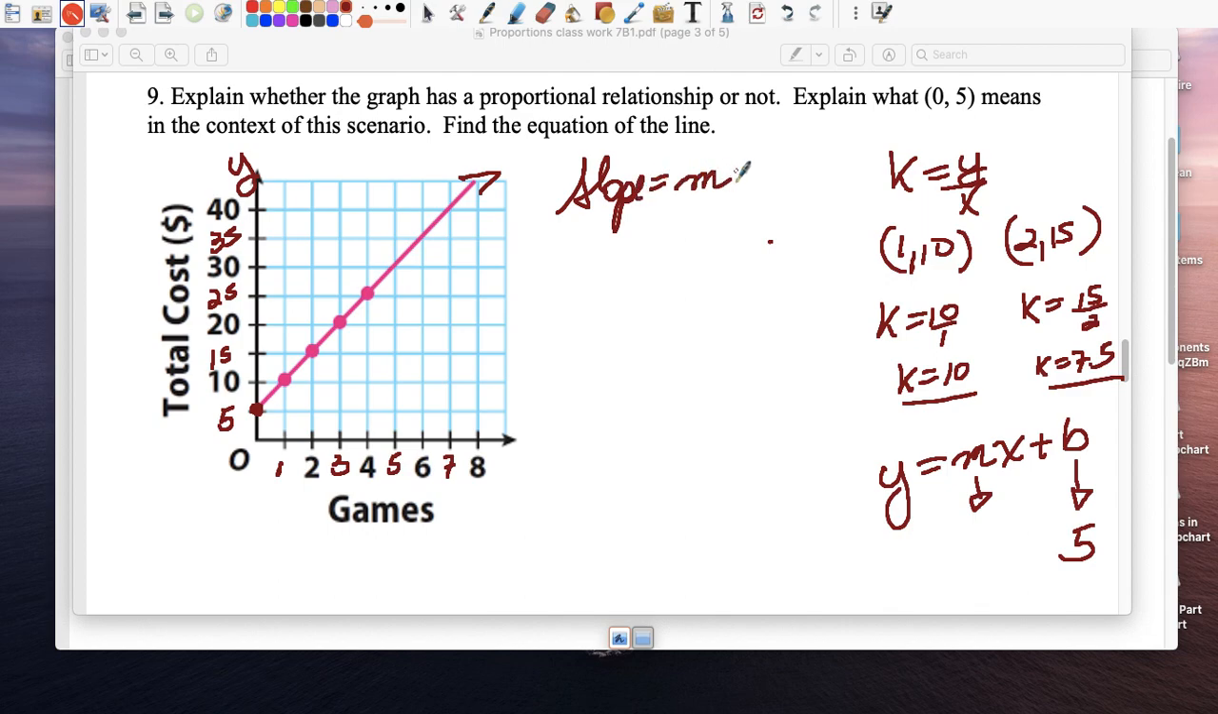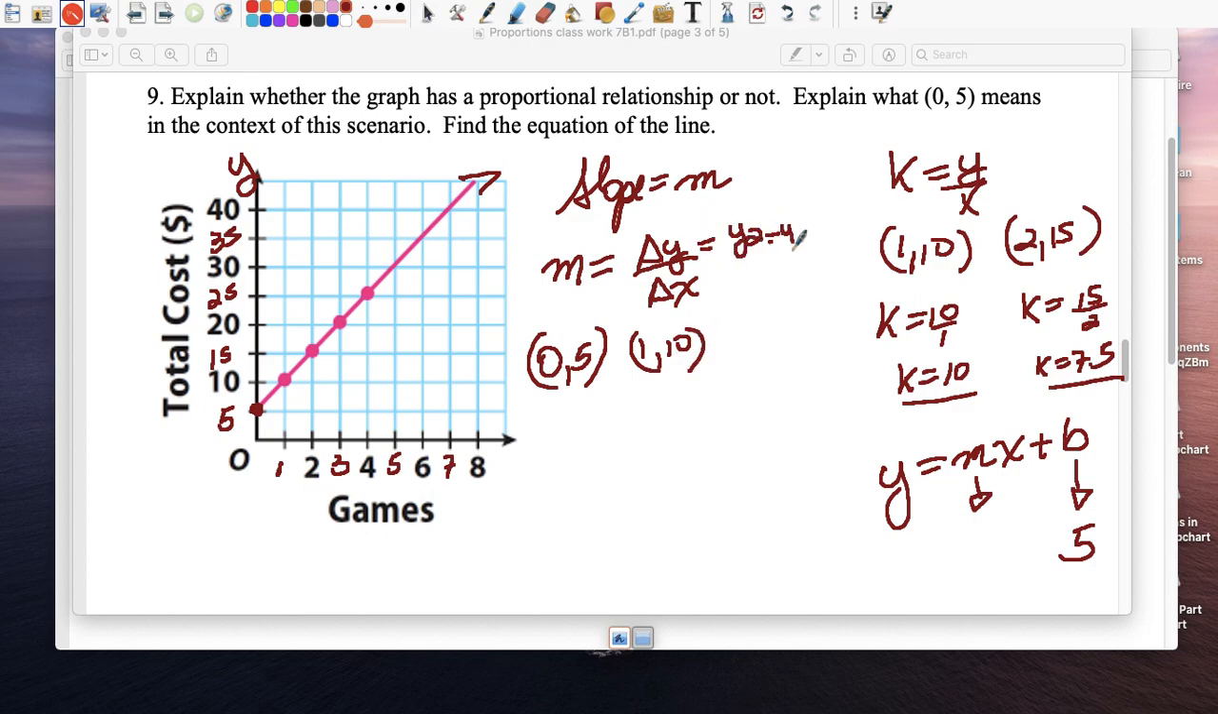Slope is also known as m. And how do we find m? M is a change in y values over the change in x value. So to find the slope of this line, I need 2 points. Pick any 2 points. Let's pick the easiest 2 points. So let's pick the point 0, 5, right here. And let me pick the following point, which is 1, 10.